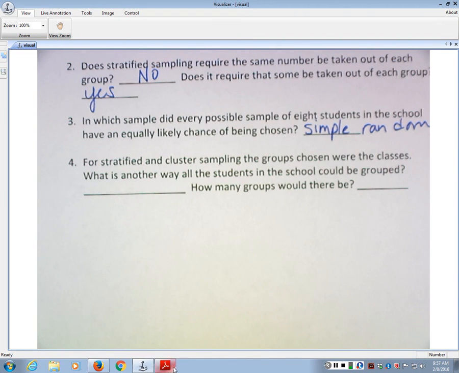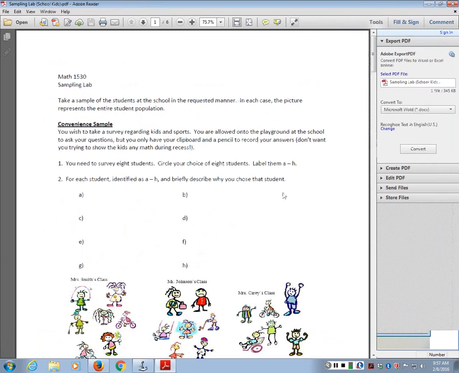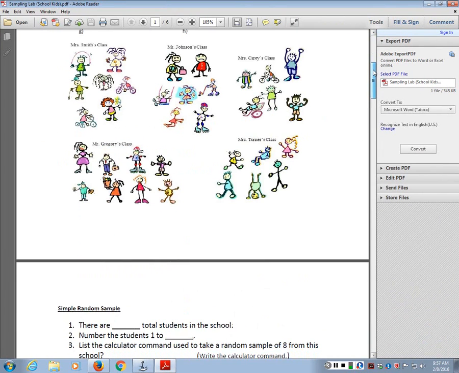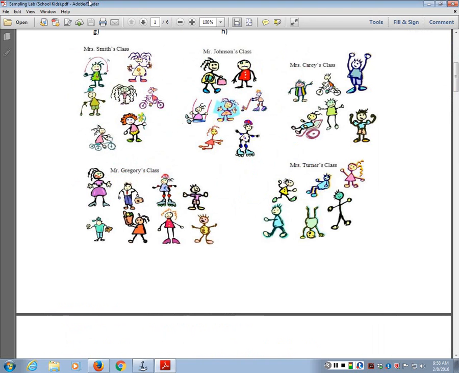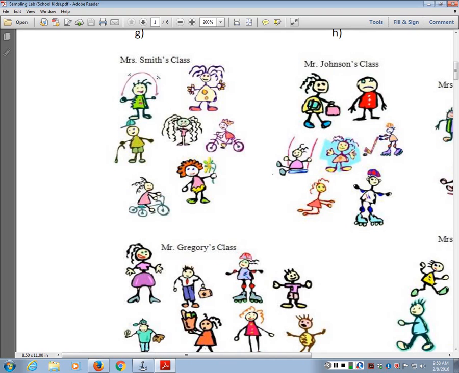Well, let's look at this. I think we did talk about this, but let's just look at this card. There's a color picture of the kids. In fact, I'll make it a little bigger. Let's make it a little bit bigger so we can see them even just a little bit better.